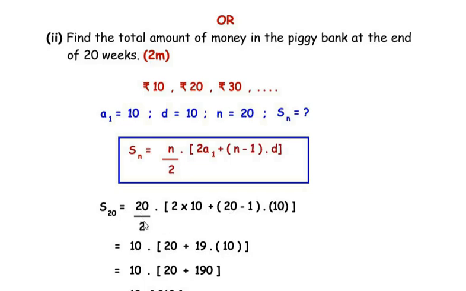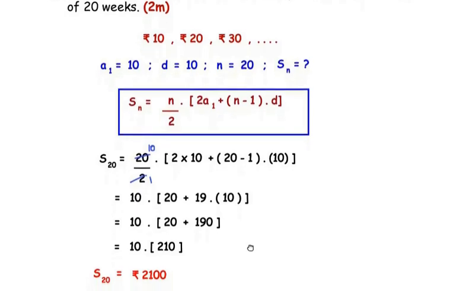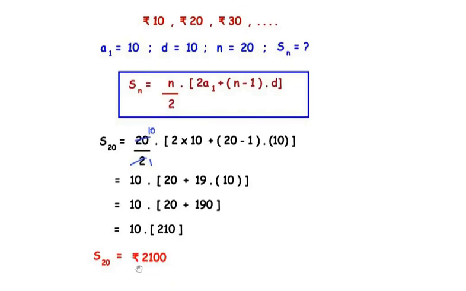Now here 2 divides 20. So 2 1 times is 2 and 2 10 times is 20. So this equation simplifies as 10 times 2 times 10, which is 20, plus 20 minus 1, which is 19, times 10. So this further simplifies as 10 times 20 plus 19 times 10, which is 190. So 20 plus 190 gives us 210 and 10 times 210 gives us 2100 rupees. So by the end of the 20th week, the total amount collected in the piggy bank by Amisha is rupees 2100. So this is our answer.